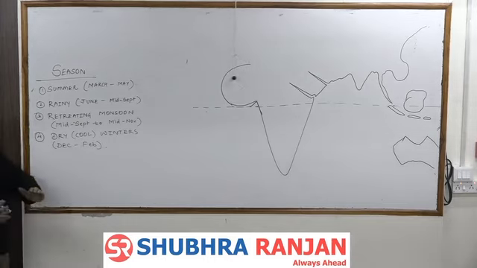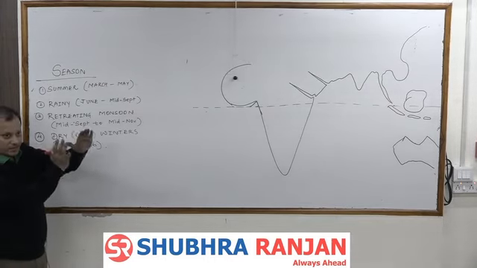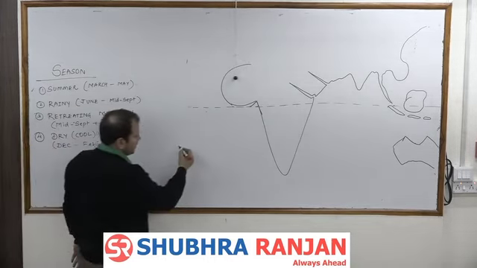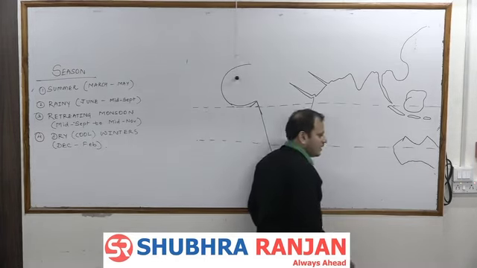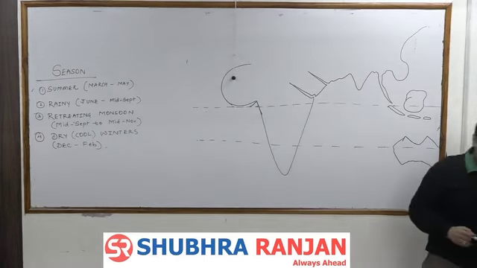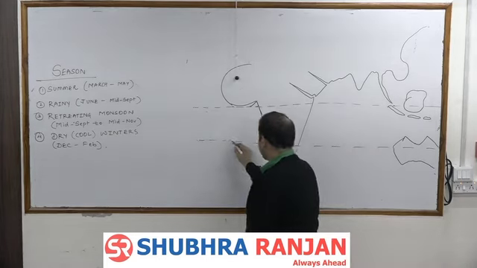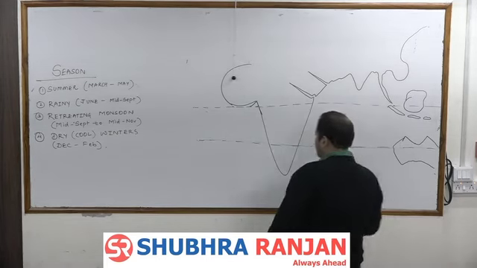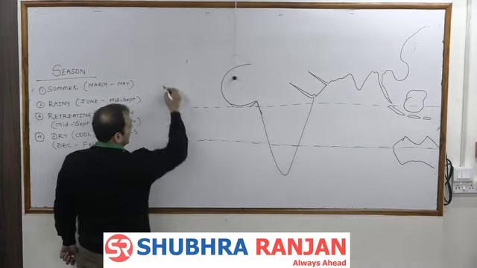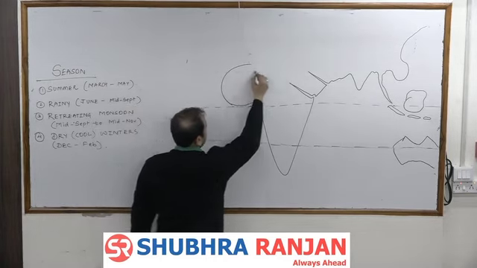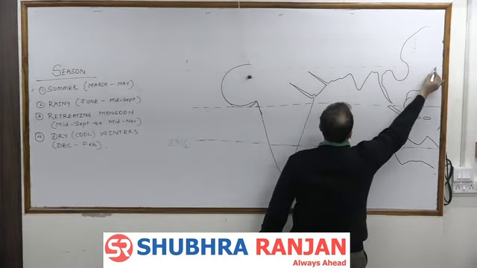The sun slowly starts shifting towards the north. Right now, where is the sun? The sun is in the southern hemisphere. This is the Tropic of Capricorn, 23.5 degrees south. And this is 23.5 degrees north, that is the Tropic of Cancer.